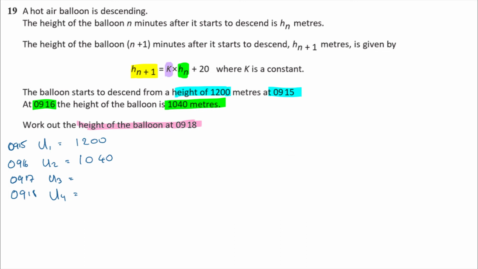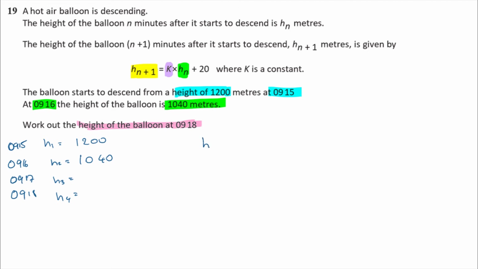But we've got two values that go together. We've got u2. I suppose we should have just used h, shouldn't we? Should have used h1, h2 for those. I'm going to just change those to h1, h2, h3, h4, so it matches that one. I usually use u1, u2 for terms of a sequence, but this one is given in terms of h and n, so I might as well stick with the values that they've given me. So h1 is 1200 and h2 is 1040.